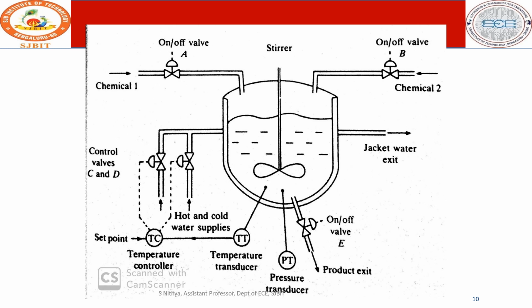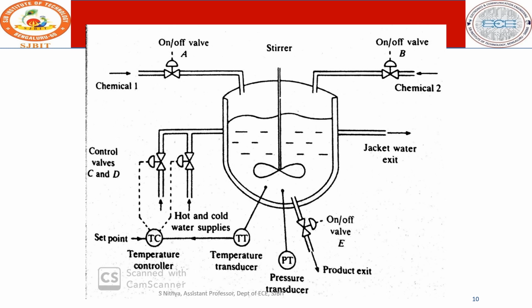The two chemicals are mixed at a specified temperature, and the product will be discharged at the specified time, after mixing at that temperature. The temperature can be controlled by using these two valves, C and D. The water flows are controlled by adjusting valves C and D. As I told you, the hot water and cold water flows are controlled by using these C and D valves.